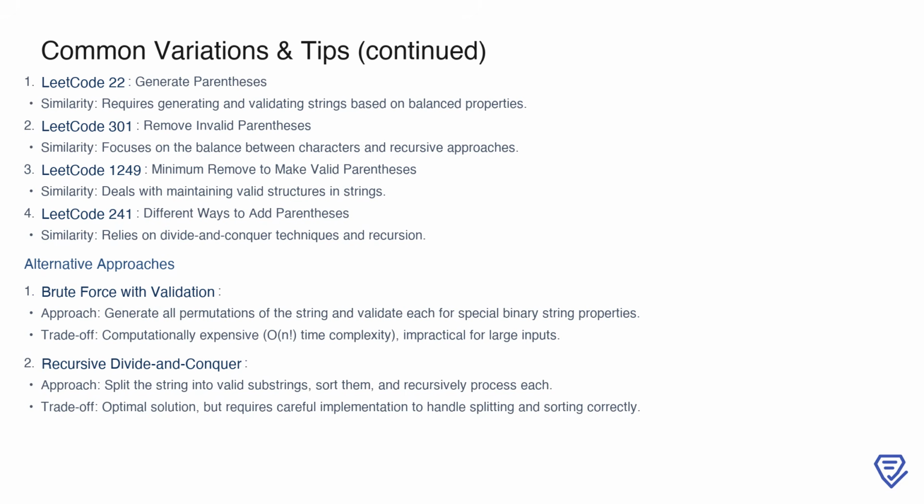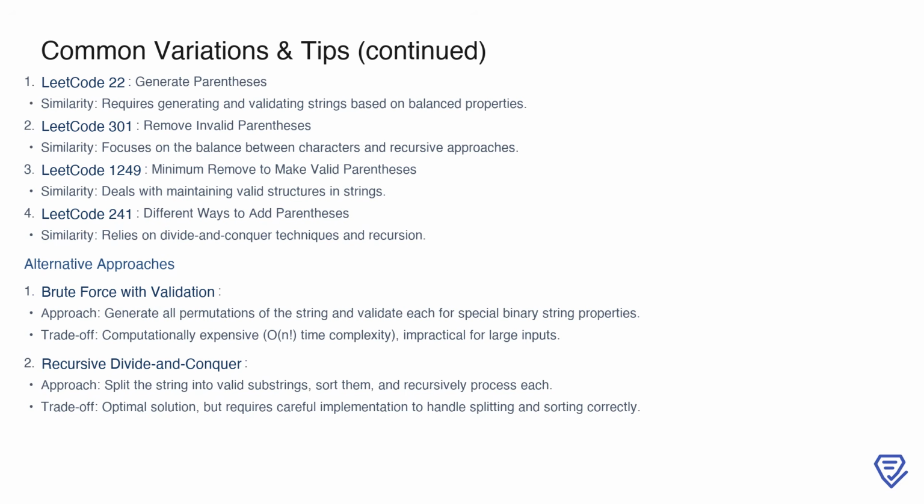Several related problems on LeetCode can help build the necessary skills to tackle special binary strings. For instance, problem 22, Generate Parentheses, also involves generating and validating strings based on balanced properties, akin to the balance of ones and zeros here. Problem 301, Remove Invalid Parentheses, requires balancing characters and leveraging recursion, making it a useful practice problem. Problem 1249, Minimum Remove to Make Valid Parentheses, focuses on preserving valid structures in strings, while problem 241, Different Ways to Add Parentheses, shares the divide and conquer and recursion techniques necessary for this challenge.